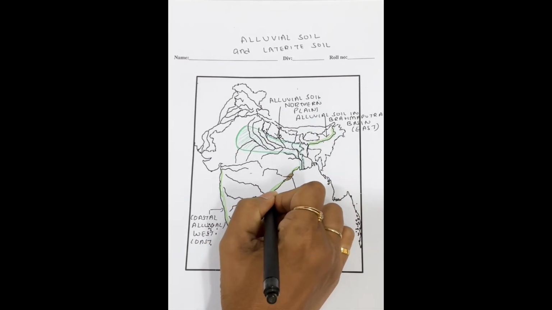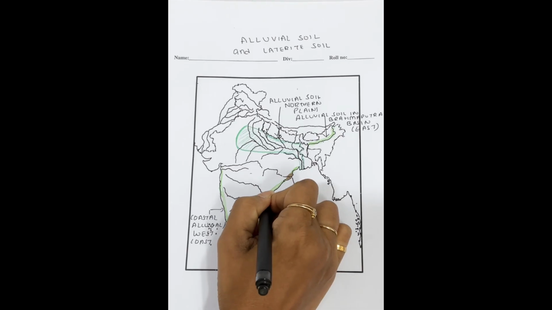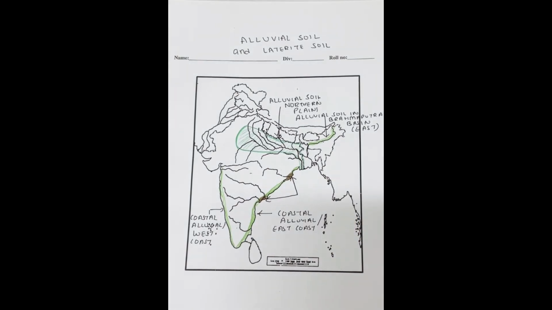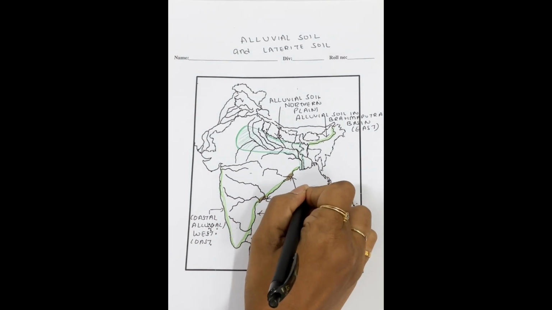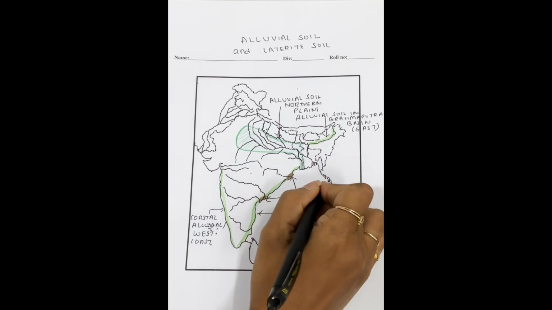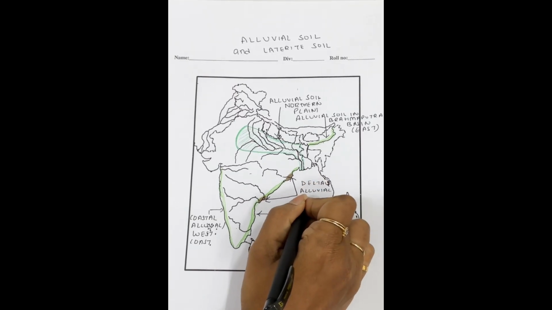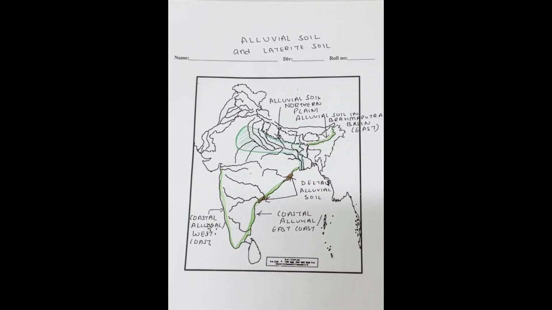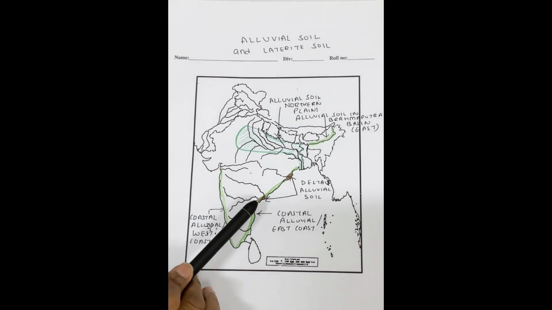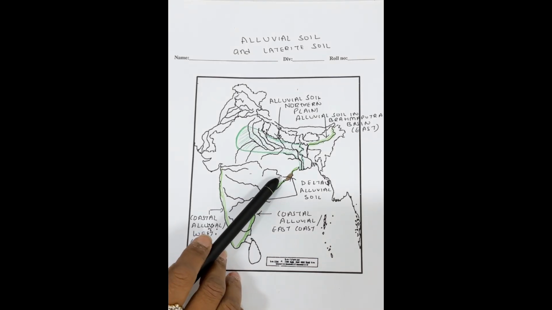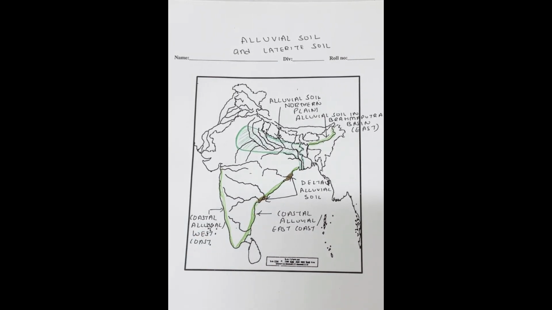This area and this area are both also alluvial soil, but these both are deltaic alluvial soil. Also, you can always specify deltaic alluvial on the delta of river Godavari, deltaic alluvial on the delta of river Mahanadi. So these are your alluvial soil. Now we have laterite soil.